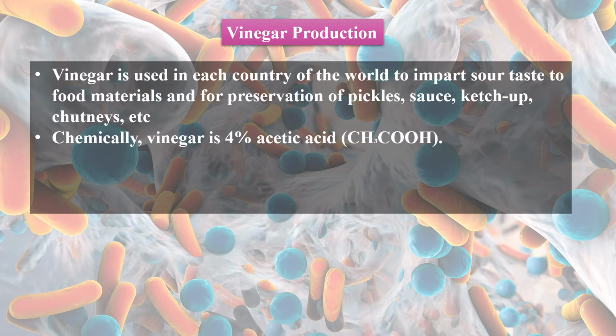Now what exactly happens in vinegar production? Vinegar मतलब जो सिरका हम लोग use करते हैं. Vinegar is used in each country of the world to impart sour taste to food materials and for preservation of pickles, sauce, ketchup, chutneys, etc. Chemically, vinegar is 4% acetic acid.